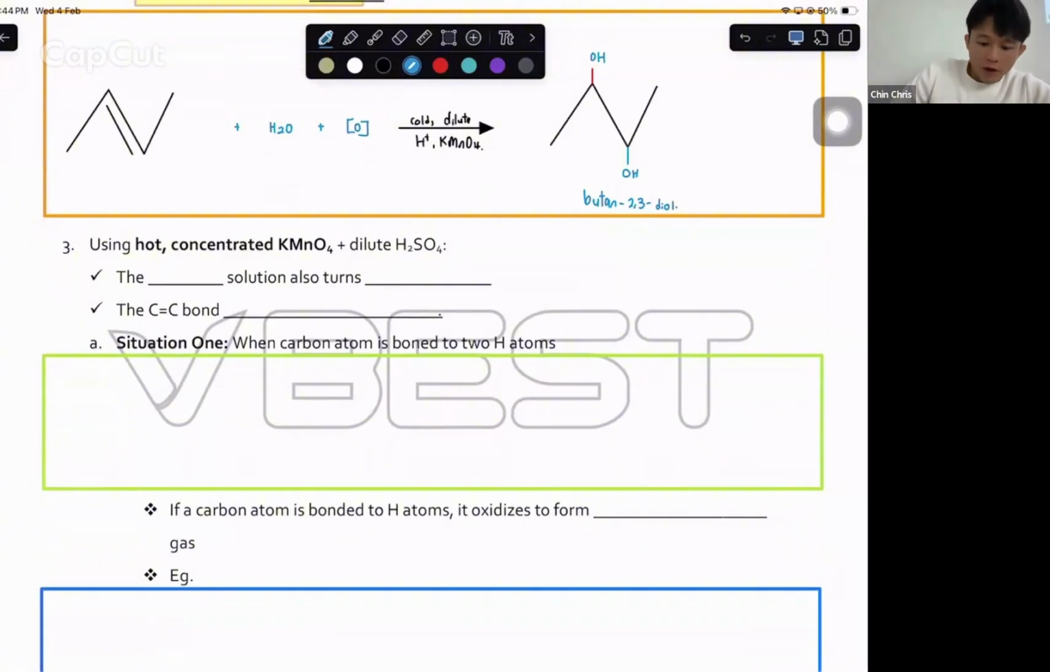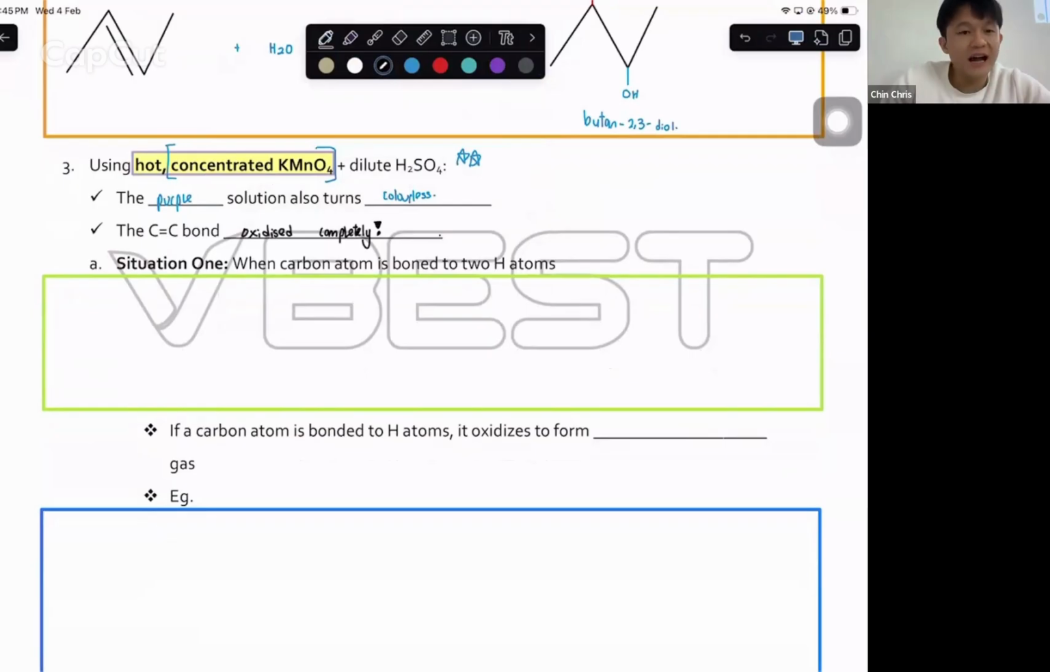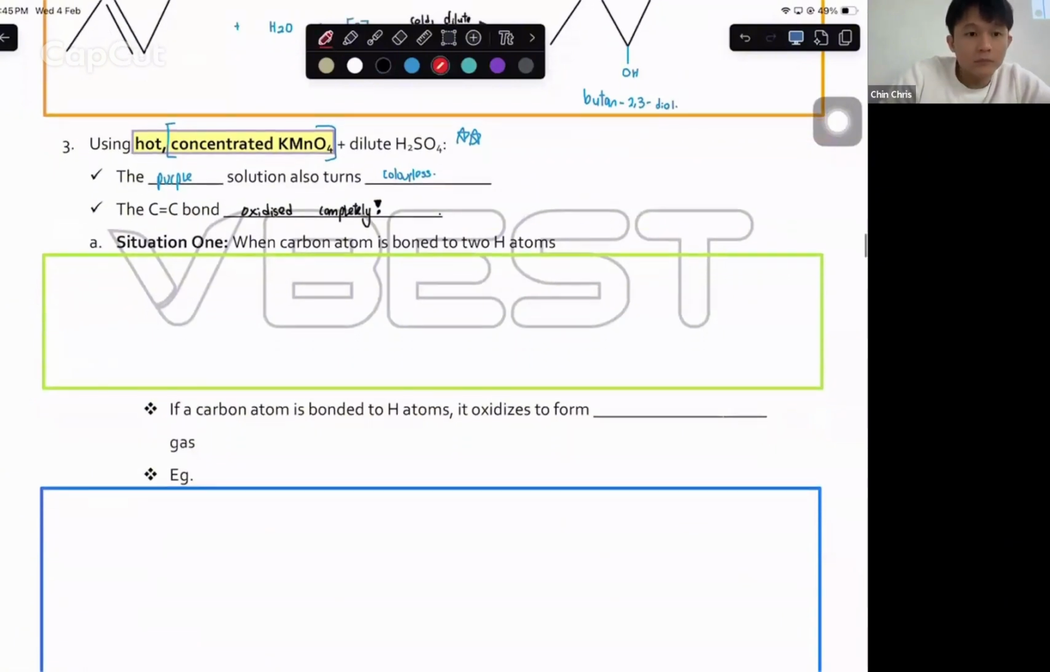Alright, guys, next. Let's say if you use hot acidified KMnO4, this is another reaction that we have. This is the most popular one. The keywords are hot, concentrated. The moment you see concentrated acidified KMnO4, the same thing: the purple solution is still going to turn colorless. And now your C double bond C is oxidized completely. That's it.